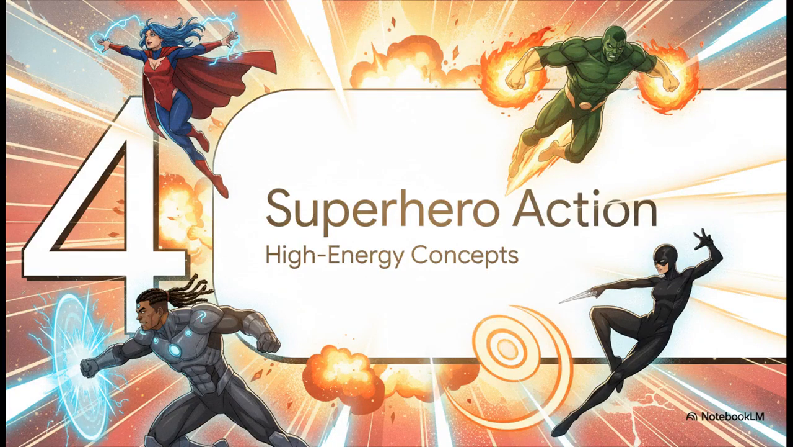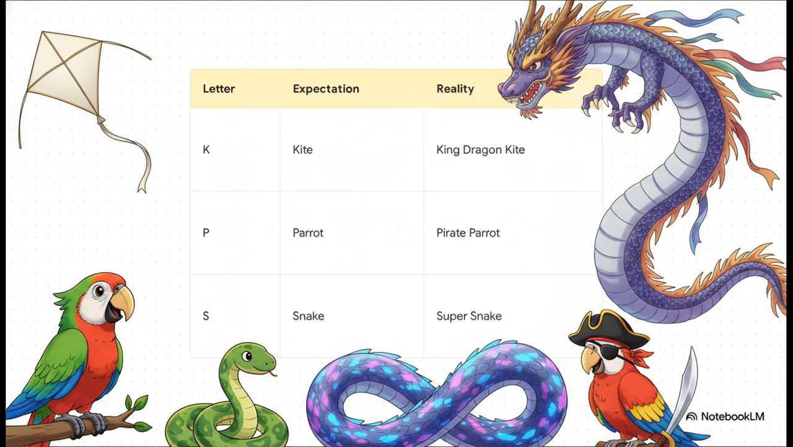That brings us to Section 4, Superhero and Action Avatars, focusing on high-energy concepts. Action is all about character. In this framework, a kite isn't just paper on a string, it's a massive king dragon. A snake gets a full-blown superpowered upgrade. And just by adding an eye patch and the word pirate to a parent, you've instantly created an avatar that is totally ready to star in its very own mini-narrative. I mean, the story practically writes itself.